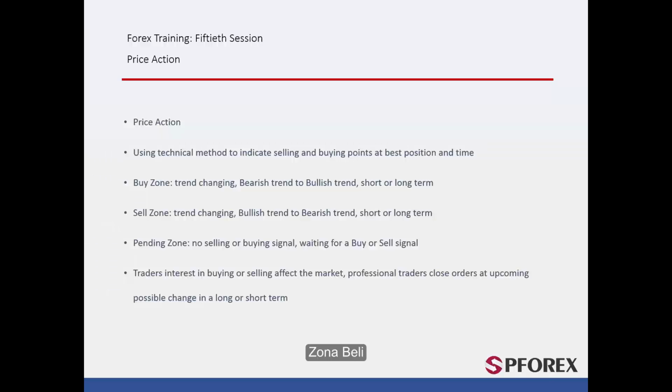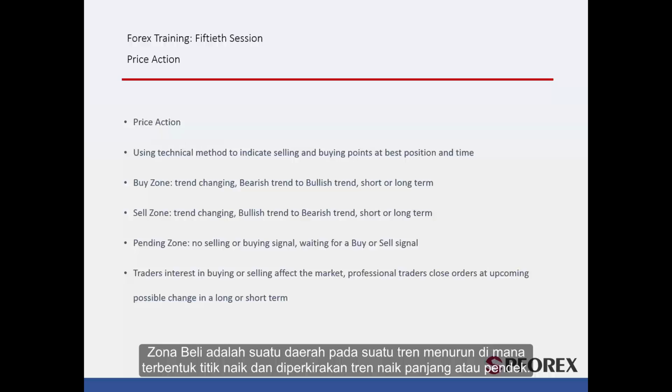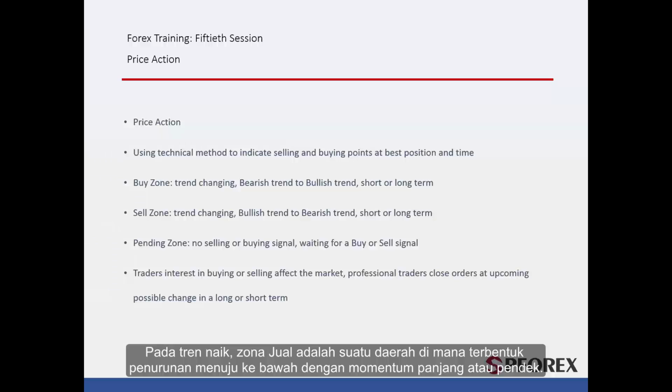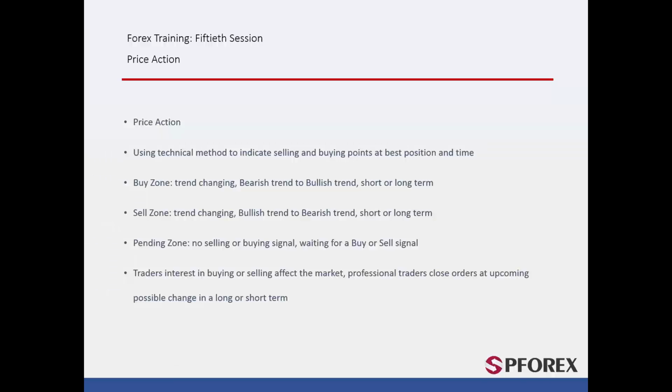Buy zone. Buy zone is a region in a downtrend where an upturn point is formed and a long or short upward trend is presumed. Sell zone. In an uptrend, sell zone is an area in which a downturn is formed towards the bottom with a long or short-term momentum.